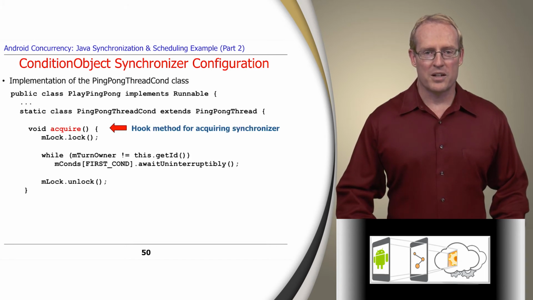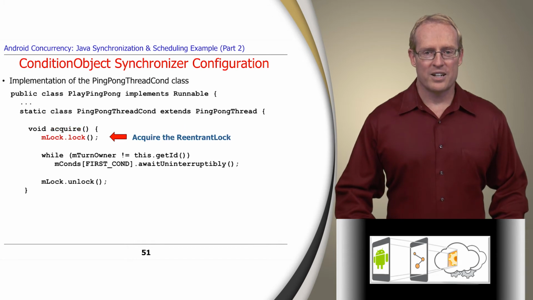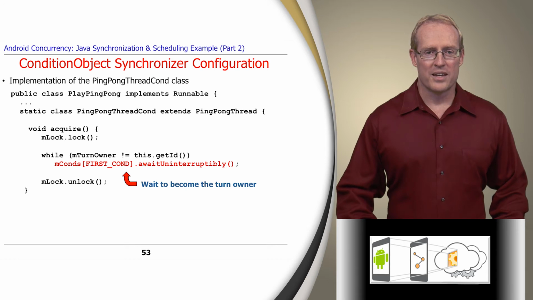The acquire hook method of PingPongThreadCond is more complex than PingPongThreadSema. In particular, it first acquires the reentrant lock to enter the critical section and then checks to see if it's the owner of the turn, since a thread can only print ping or pong when it's the turn owner. If it's not the turn owner, it waits on the condition object, which atomically releases the lock and goes to sleep until the other thread signals it after making it the turn owner.